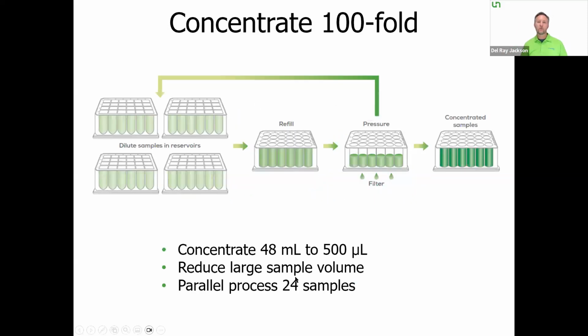So I said you can work up to 48 mils, but for those of you savvy enough, you could see that neither the Unfilter 24 nor the Unfilter 96 allows 48 mils per sample. So to allow you to concentrate those higher volume preps, we have a reduced sample volume application where you can concentrate all the way up to about 100-fold at the end. You could take samples from 48 mils all the way down to 500 microliters. And then you can go even farther in the Unfilter 96 if you need to.